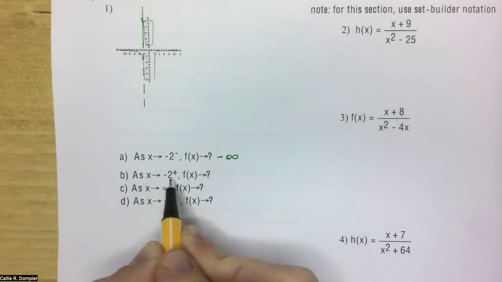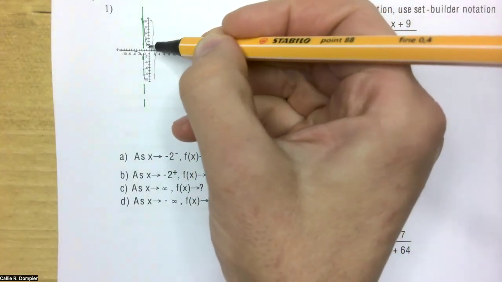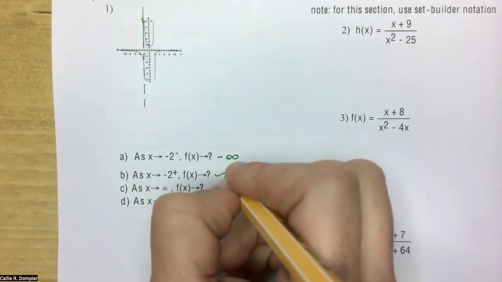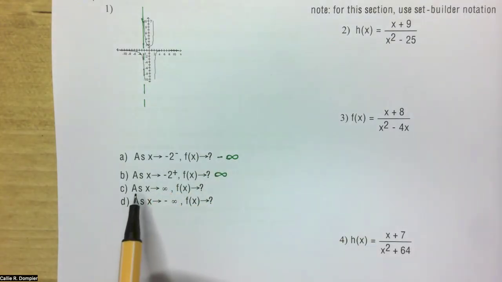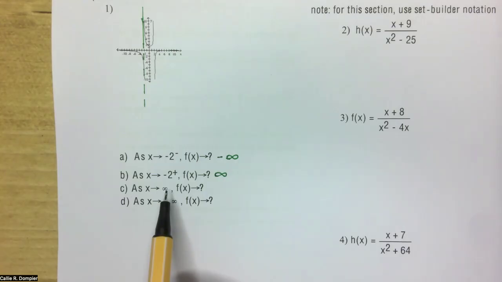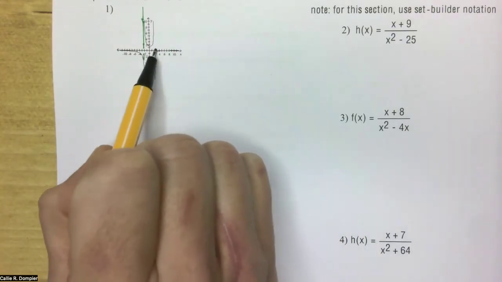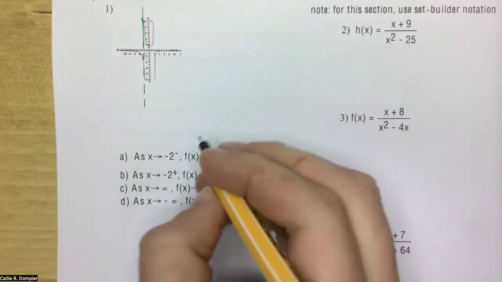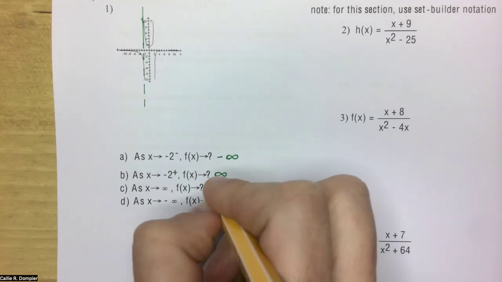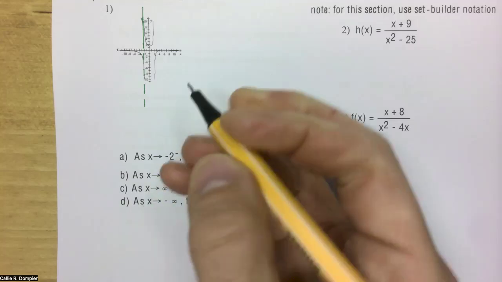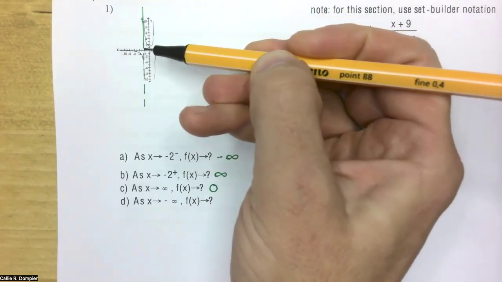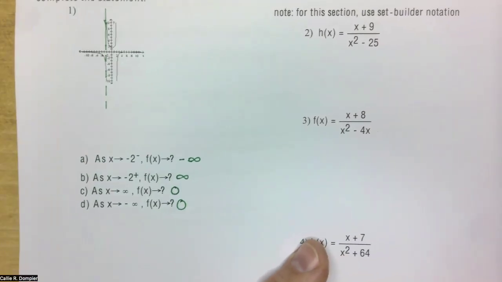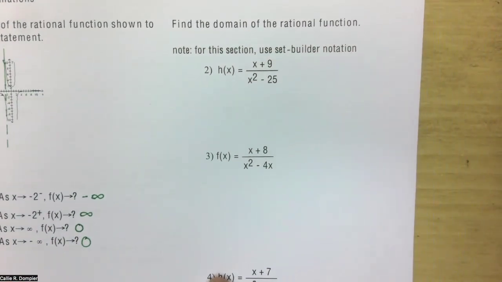As x approaches -2, but from the other direction, what is this function doing? According to y, it's going up now, right? So we're going to say it's approaching infinity. As x approaches infinity, here's my x-axis, what does f of x approach? It looks like, it's hard to see, but it looks like it's approaching 0. And as x approaches -infinity, again, it looks like y is approaching 0. Good.